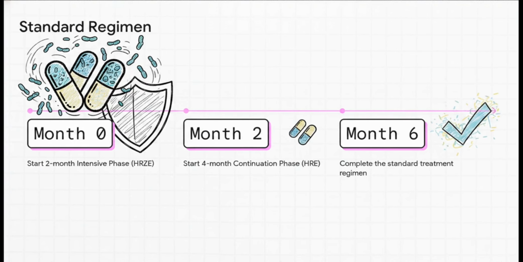Once we have a solid diagnosis, we launch a highly structured, multi-drug counterattack. The standard cure isn't a quick fix. It's a strict 6-month journey. Month 0 kicks off a heavy-hitting 2-month intensive phase using 4 different drugs to rapidly kill off the multiplying bacilli and halt transmission. After those 2 months, once the bacterial load has massively dropped, we step down into a 4-month continuation phase. We use slightly fewer drugs here just to mop up any of those lingering, slow-growing persisters.